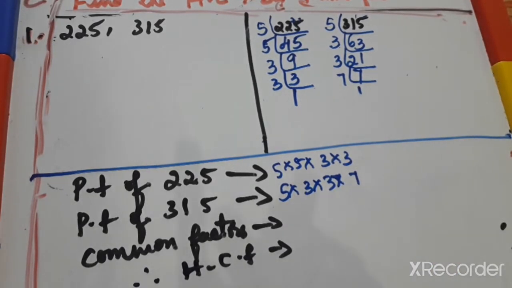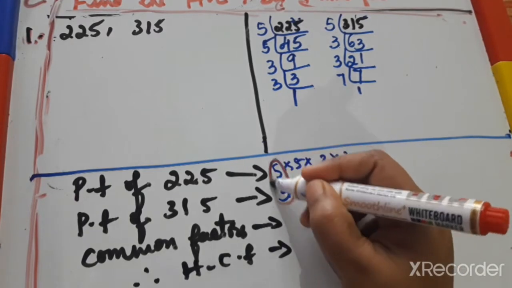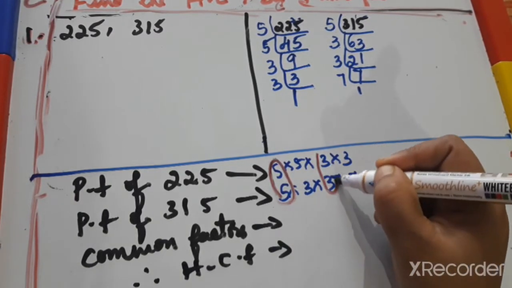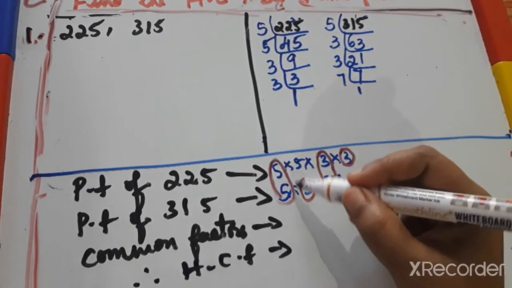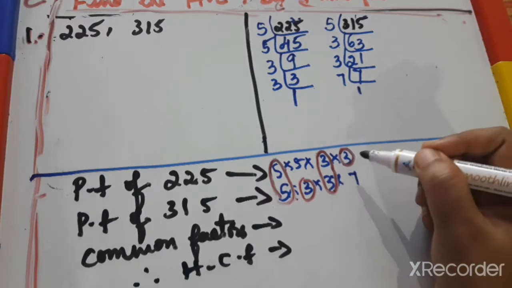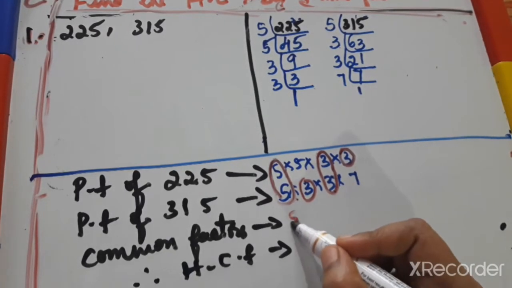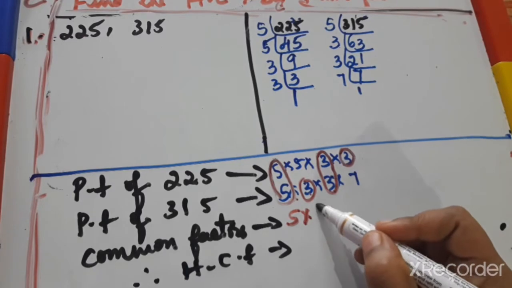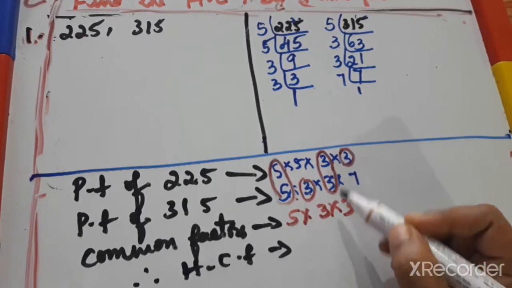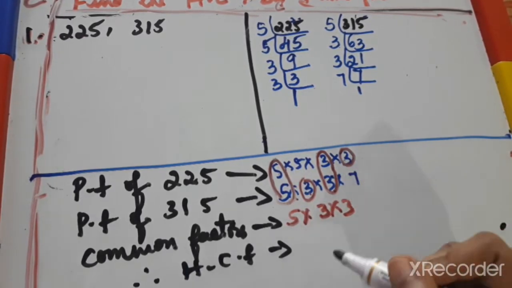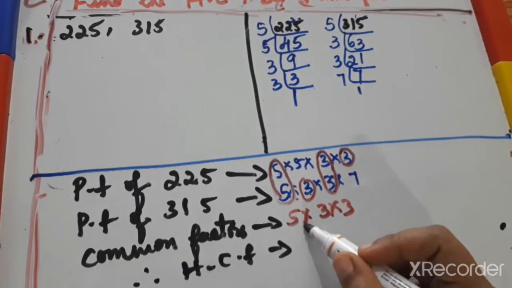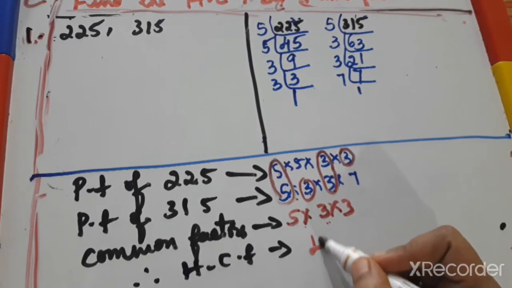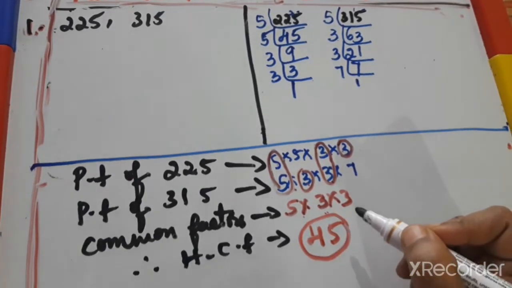Now any common factors? Any common factors here? Yes, 5 is a common factor, then 3 is a common factor, and this 3 also common. Here 3 are common. Common factors, so multiply the common factors 5 into 3 into 3. Now HCF, we have to multiply: 5 3s are 15, 15 3s are 45. HCF is 45.